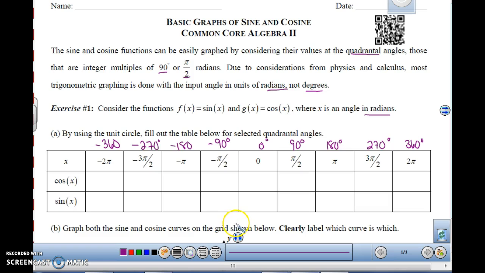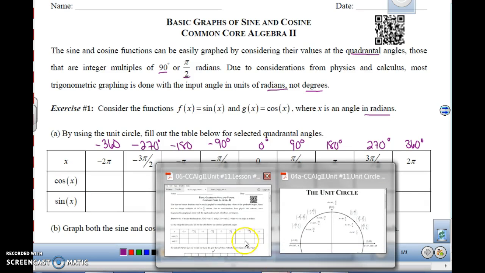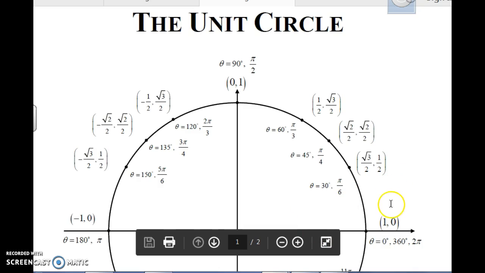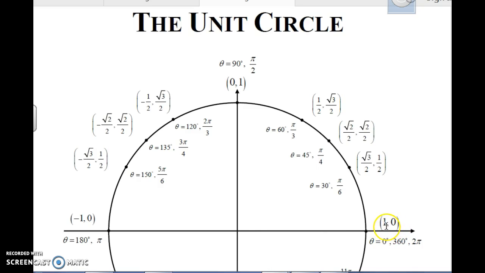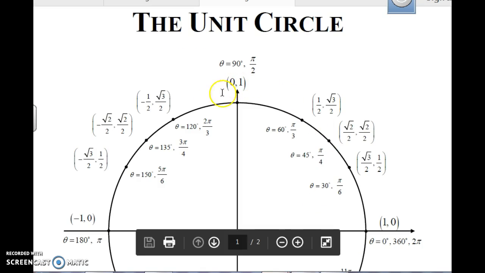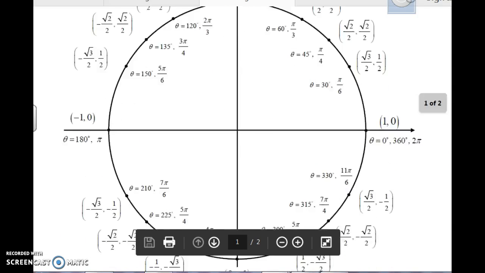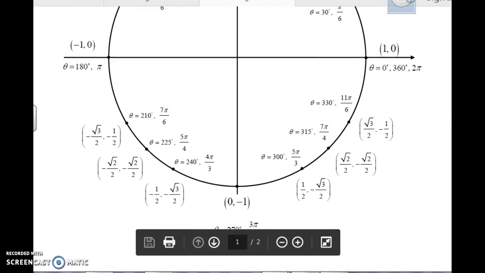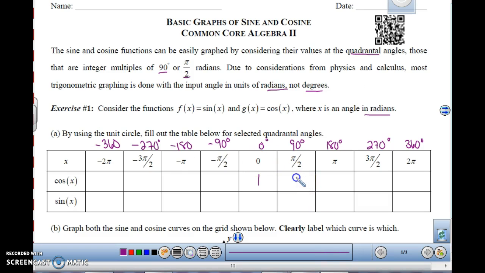Okay, so let's take a look at our unit circle. Remember, cosine is the x-coordinate, sine is the y-coordinate. So here's our unit circle diagram. Starting at 0 for the x's, for cosine, it would be 1. And then we would go to 0, and then negative 1, and then back to 0. So 1, 0, negative 1, 0, and then 1.